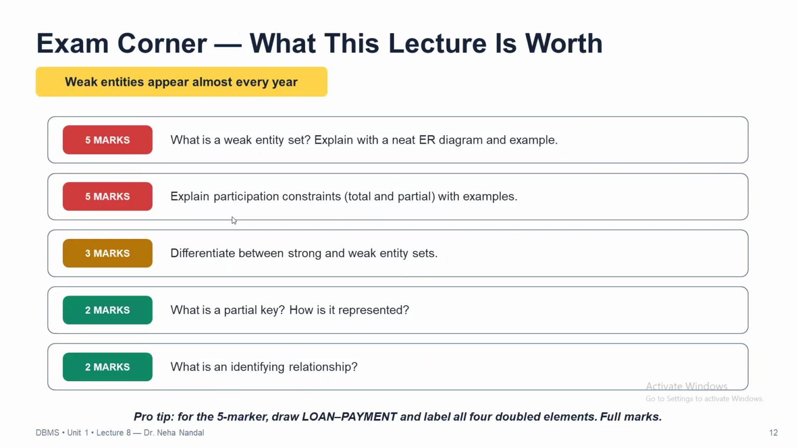Finally, I have some questions listed which can be asked in exams: what is a weak entity; draw a neat ER diagram with example; explain participation constraints, total and partial, and the difference between them; differentiate between strong and weak entities; what is a partial key and how is it represented; what are identifying relationships. These are all small questions and can be asked as short notes also. Please make a note of these and keep practicing. Then only you'll remember, because ER diagram has too much to discuss if you go deep.